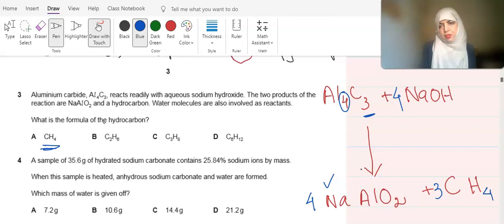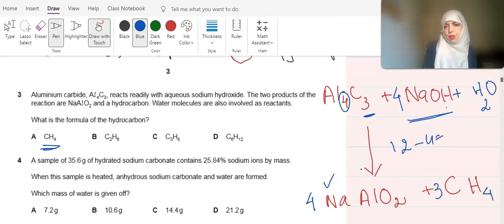Now, rest of the things will be balanced by adding water. Now, see, we have 12 hydrogen. So we need to make it 12. To make it 12, minus 4, 4 hydrogens are already available here. So 12 minus 4, you have 8 hydrogens left. So we need to put 4 H2O. Now your equation is balanced.